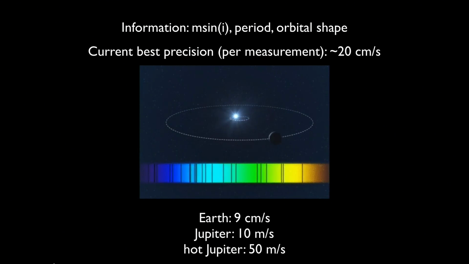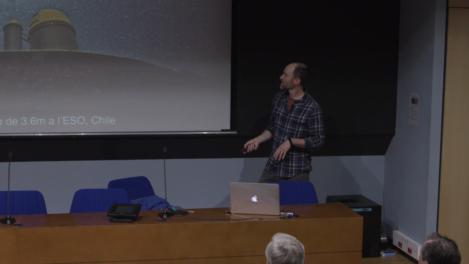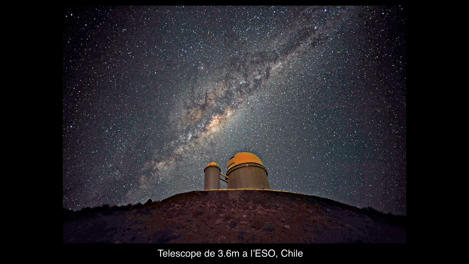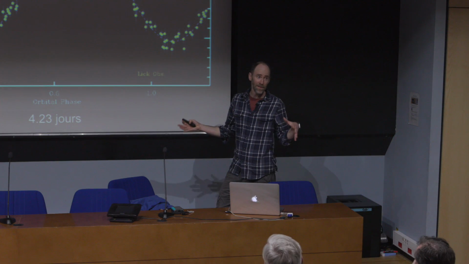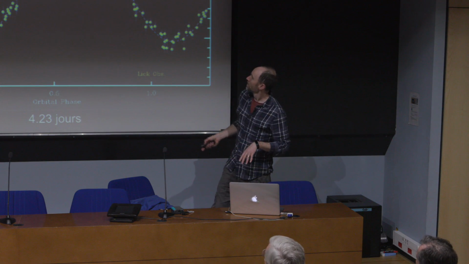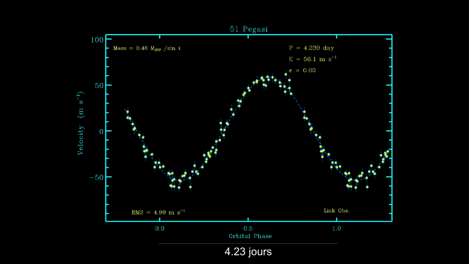And since this is from the public talk part, you get to see some pictures of telescopes. This is the ESO 3.6 meter telescope in Chile that has the HARPS instrument, which is one of the best radial velocity instruments out there right now. And here is the data for the first detected exoplanet around a main sequence star, 51 Pegasi. The curve that you see is the velocity of the star as a function of time, and you can see the amplitude here is something like 50 meters per second.